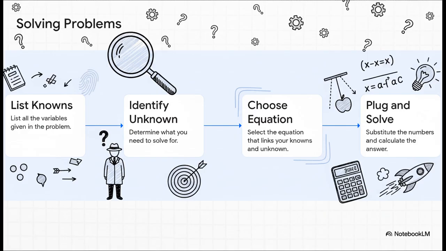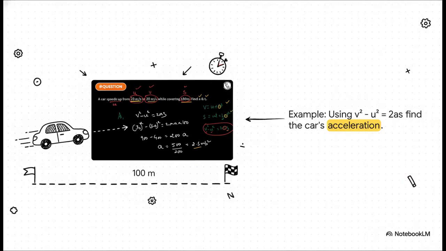First, you line up all your clues. Those are your knowns. Then you identify your target, your suspect. That's the unknown you're trying to find. And finally, you pick the right tool from your toolkit, the perfect equation to crack the case. Okay, let's see this in action.